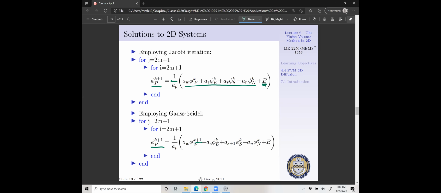Additionally, as we move through, don't quote me on this because I haven't tried it, but this says we're moving from west to east. This says we're moving from north to south. We should be able to take our previous iteration level there as well. So you'd have phi n at k plus 1 if we had that solved. So as we move through, you can take what was previously solved to your left and above.